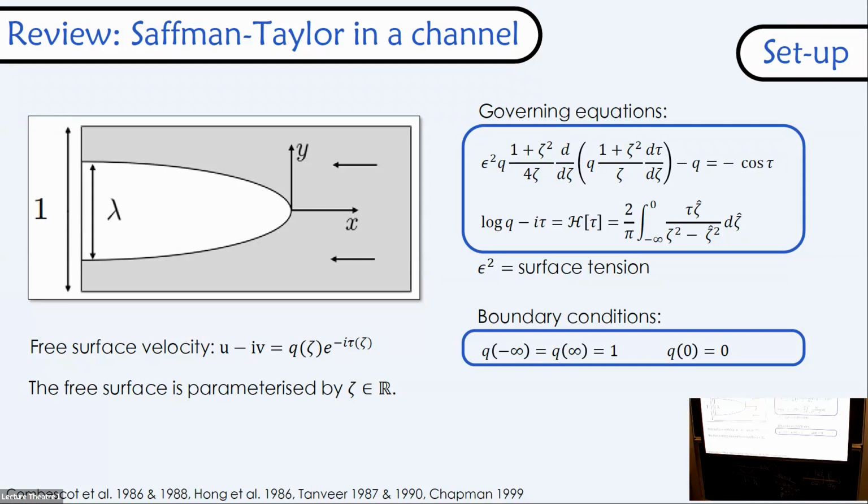This is ensuring that the two variables q and tau are analytic, and this formulation is equivalent to us considering a potential flow problem where we're solving Laplace's equation. We've got some pressure condition on the free surface. And then of course we have three boundary conditions, two in the far field where we want the speed to be 1 because we've non-dimensionalized, and then at the nose of the bubble at the origin, the speed is 0. And that's because we picked a frame of reference moving with the finger.